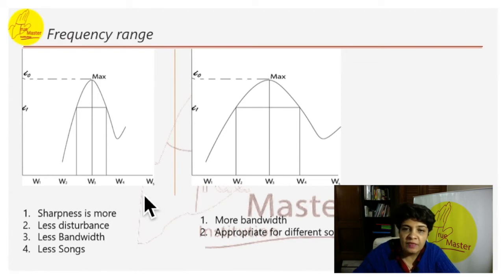So what happens when the sharpness is more? Sharpness is more, there is less disturbance, less bandwidth, and less songs. In this case, more bandwidth is appropriate for different songs. There might be disturbance, but it has larger bandwidth.